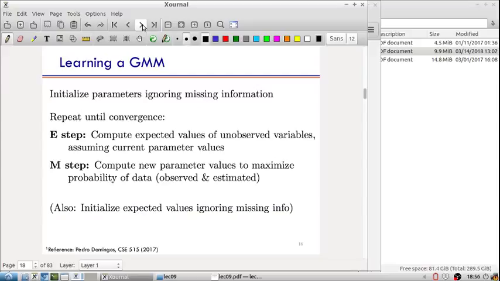What is the last information? Initialize expected values. Isn't that the same as the first one? Is there a difference? Initial expected values, ignoring. Okay, so we'll come to this when I have an example. I have an example in a few slides. You'll get that.